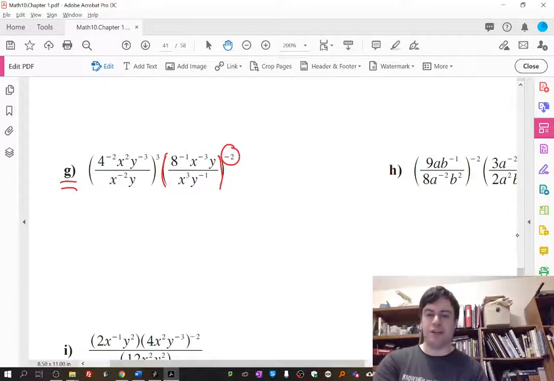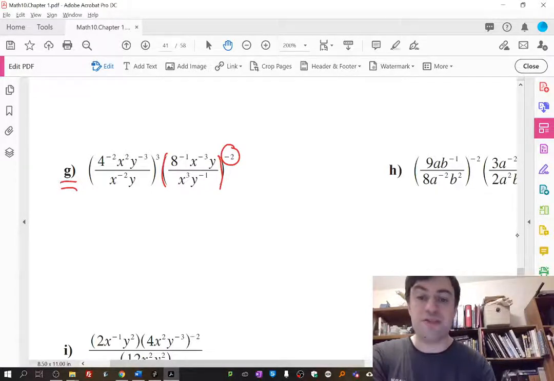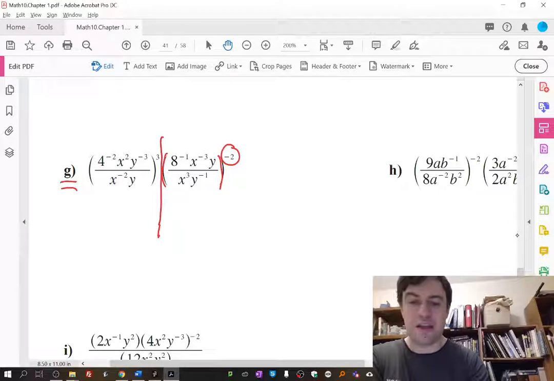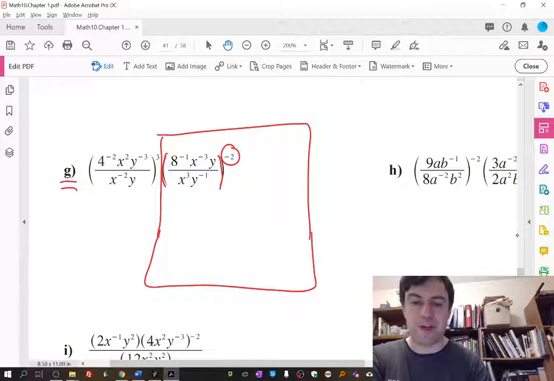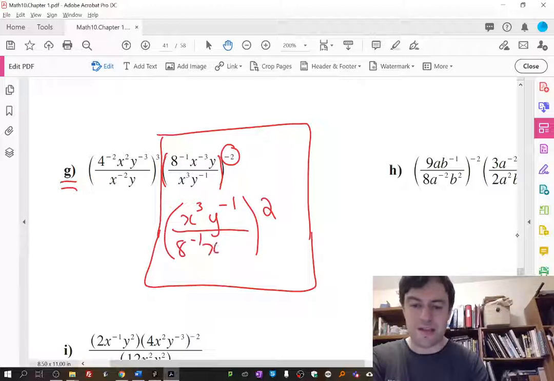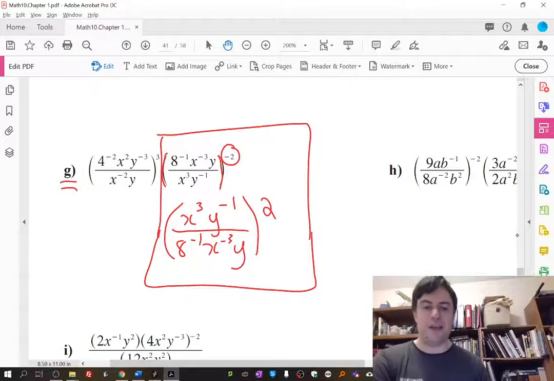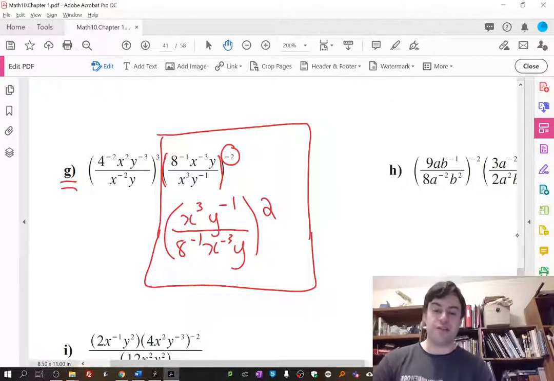So a nice way to avoid getting all those crazy negative exponents is just to flip the entire fraction. So, for example, if we just were to look at this part right here for a moment, you could convert this to a positive 2 exponent and just flip everything that's inside. So the numerator goes on the top, so x to the 3y to the negative 1, and 8 to the negative 1, x to the negative 3y. And then you can just multiply in the 2 to finish the operation.